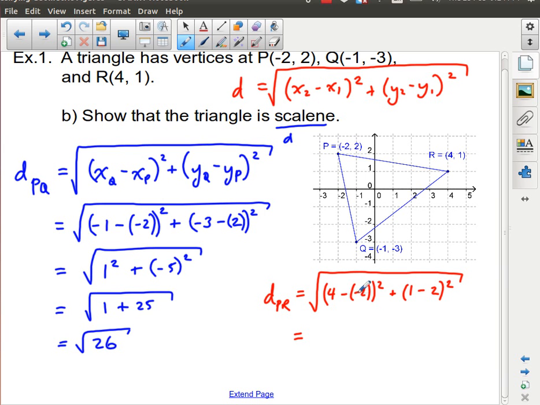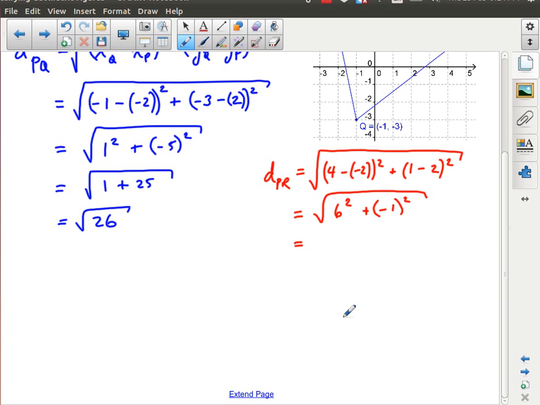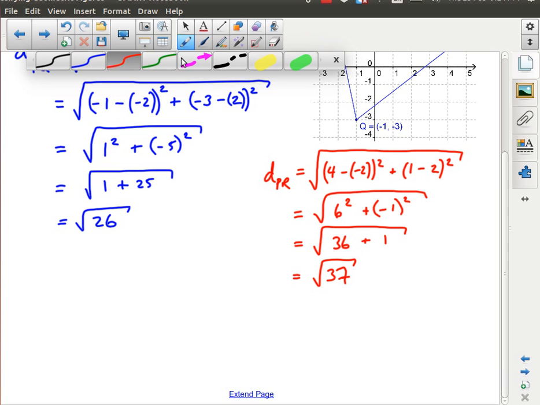4 minus -2 is the same as 4 plus 2, which is equal to 6 squared, plus 1 minus 2 is -1 squared, square rooted. That's equal to 36 plus 1, and that's equal to the square root of 37. So that is obviously not the same as the square root of 26. Let's do our last one.